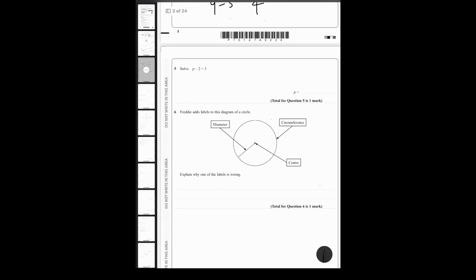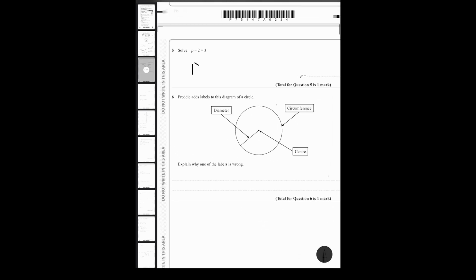So question 5 here, p minus 2 equals 3. Do a cheeky bit of rearranging. P equals, remember to flip your sign. Remember, you never know what will happen when you get nervous, but 3 plus 2, which is 5.